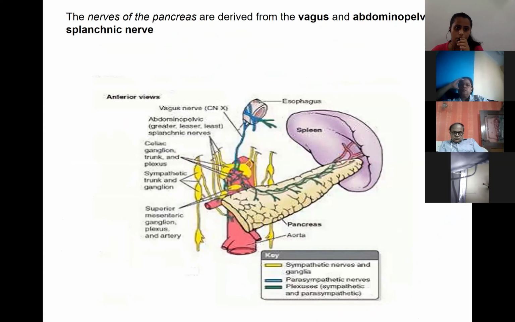Then nerves of the pancreas are derived from the vagus and abdominopelvic nerves.